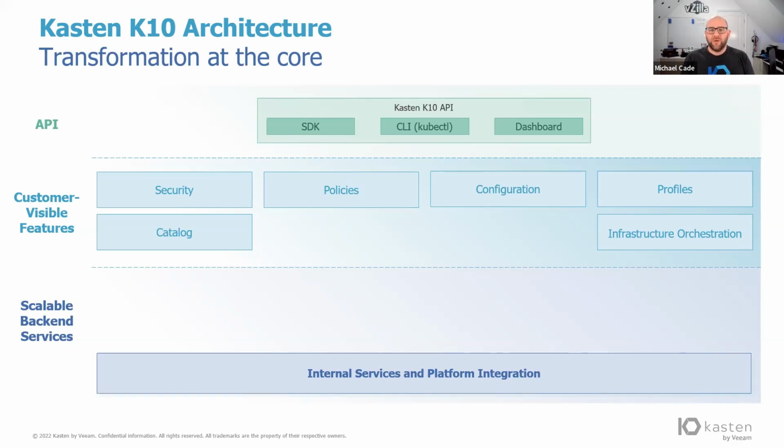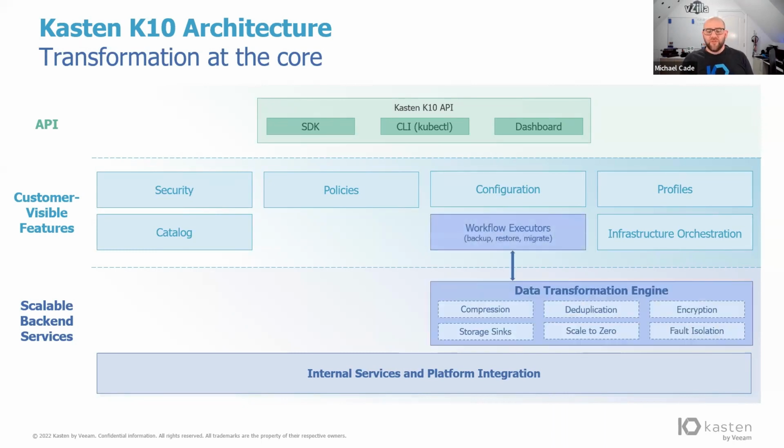Are we on Google Cloud? Are we on particular vSphere? Also being able to leverage some of that Kubernetes native API around security. And obviously very important is the catalog. How do we store what we're actually protecting?